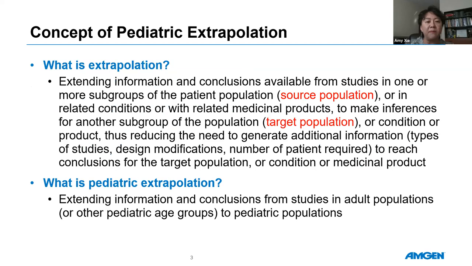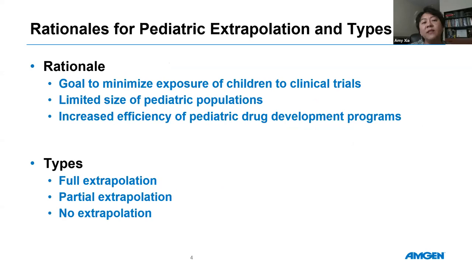So what is extrapolation? When we want to extend information and the conclusions available from studies in one or more subgroups of the patient population, here we refer to that as a source population, and to make inference for another subgroup of the population, here we call target population, therefore reducing the need to generate additional information to make conclusions for the target population. So pediatric extrapolation is we want to extend the information from studies in adults or other pediatric age group to certain pediatric populations. So what's the rationale for doing this?